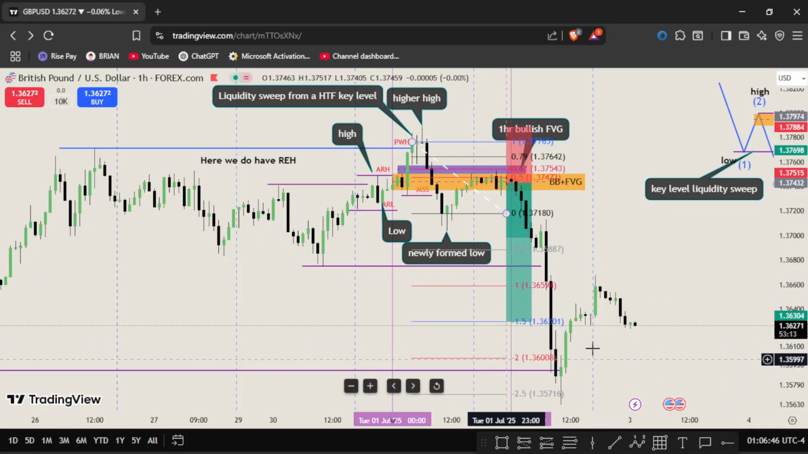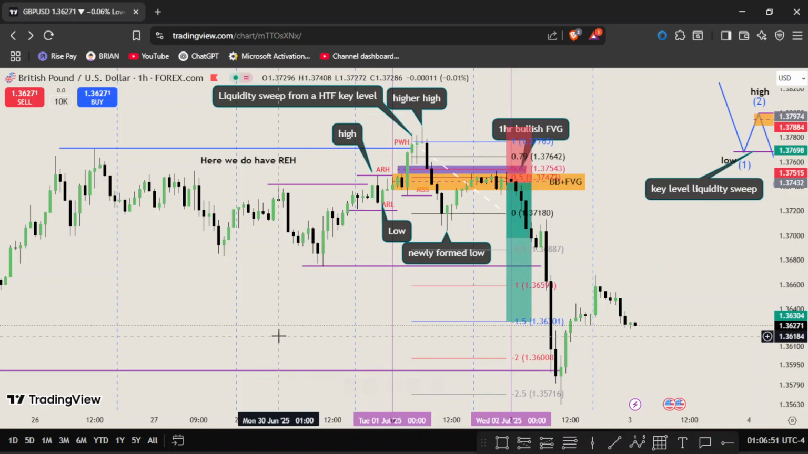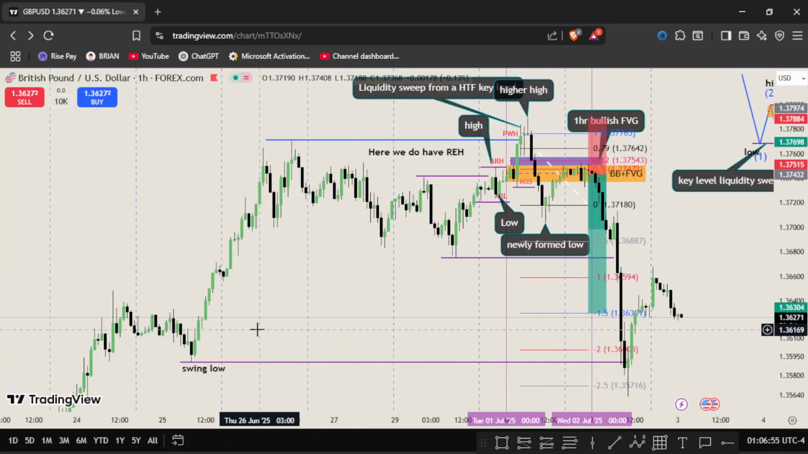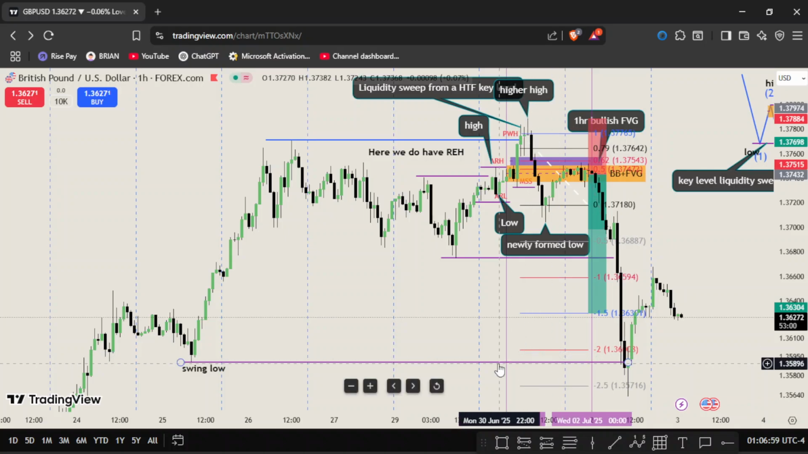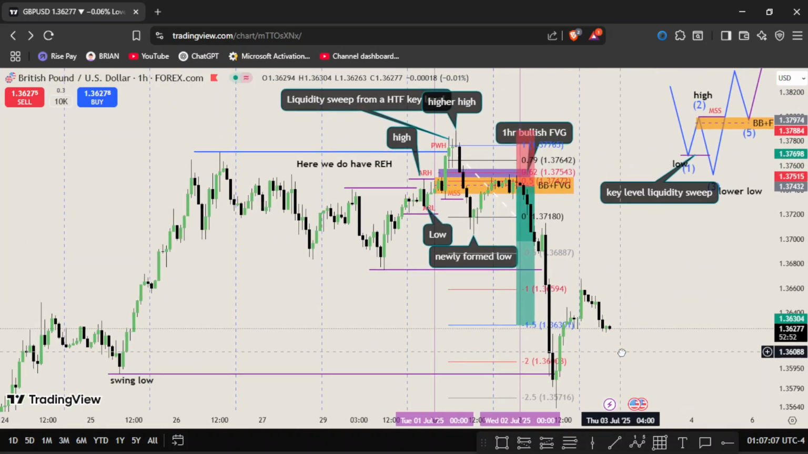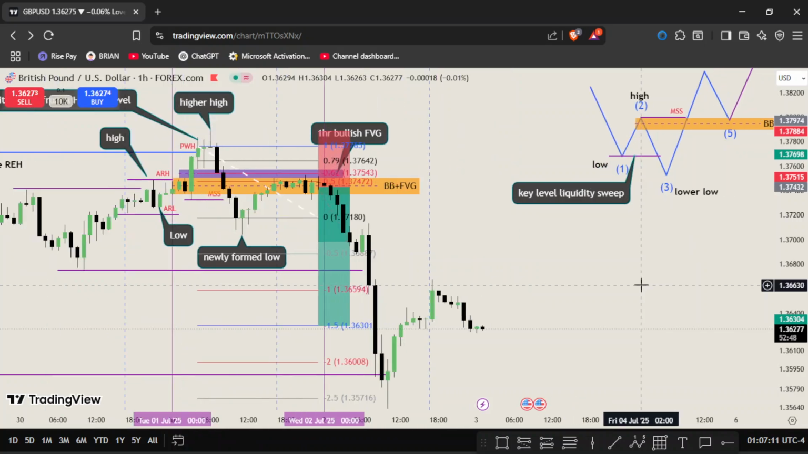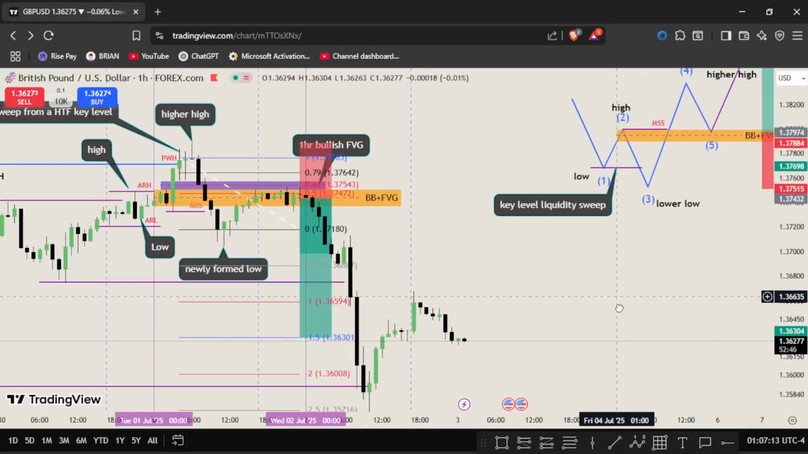But if you look closely, the -2 level is very near this swing low. Remember this swing low. Look at the 1.2 level. Look at this swing low. Are they not really close? They are. So that is about how to use a breaker block coupled with an FVG at a key level.